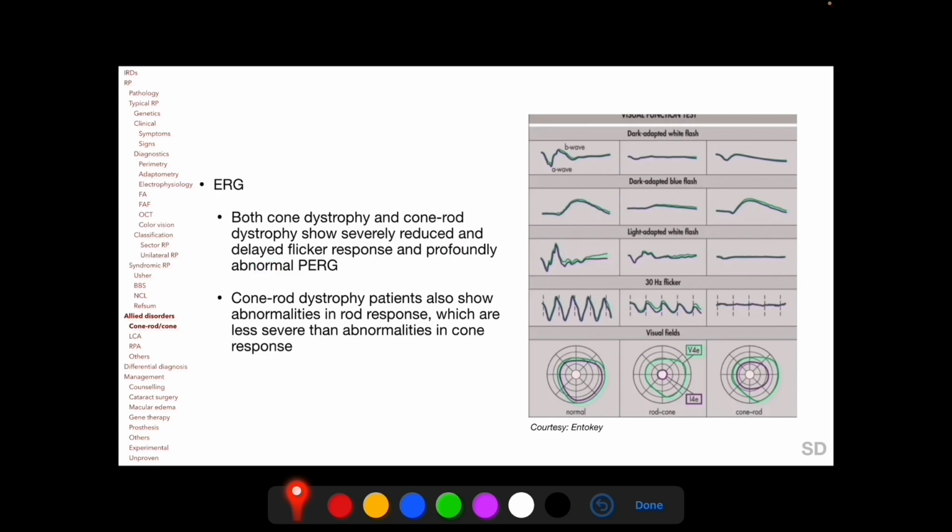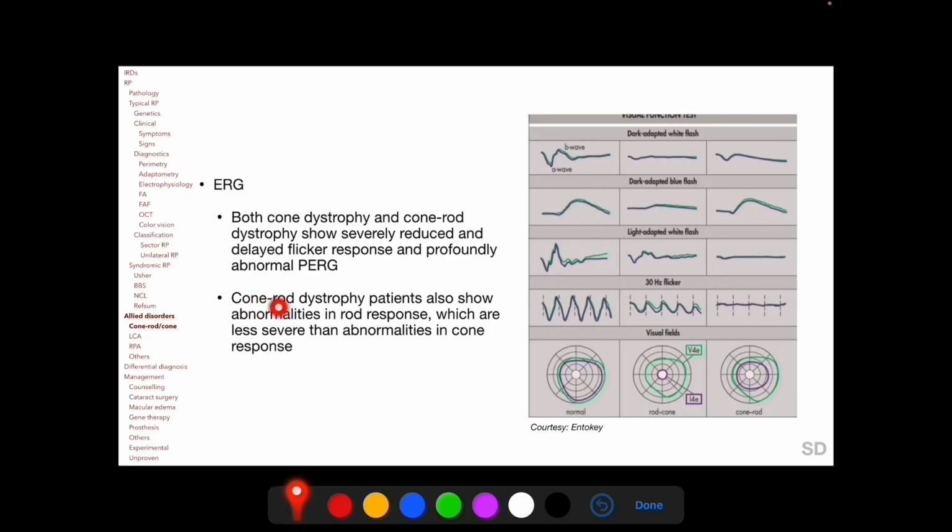So if we compare the flicker response of cones between a normal individual, a patient with rod cone dystrophy, and a patient with cone rod dystrophy, we find that the response is moderately reduced and delayed in rod cone dystrophy, but is severely reduced and delayed in cone rod dystrophy.